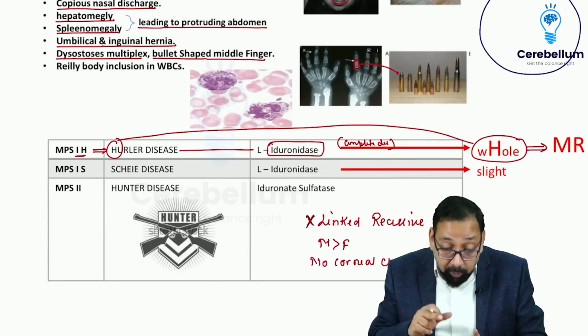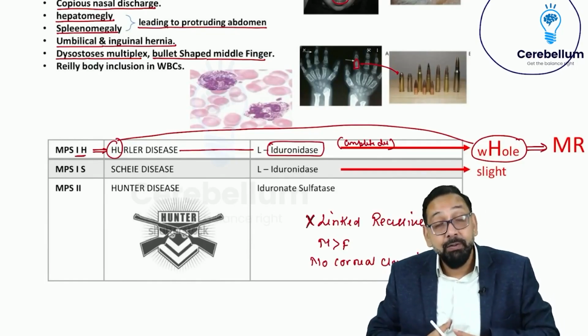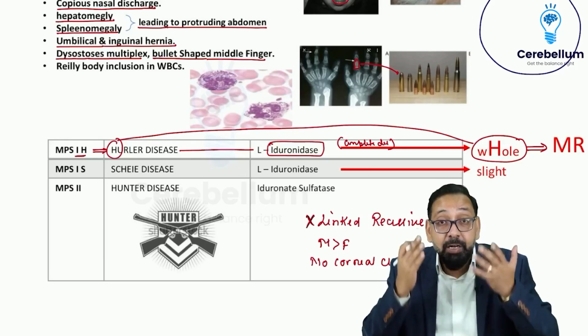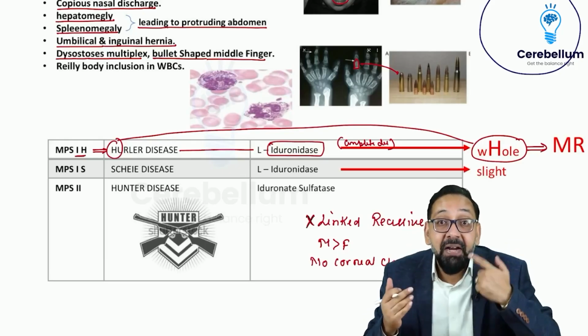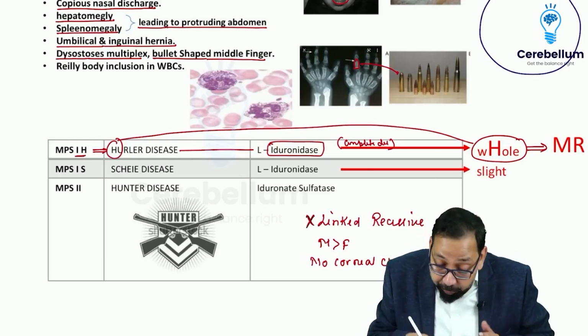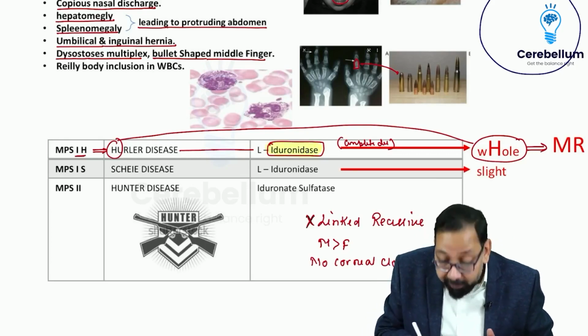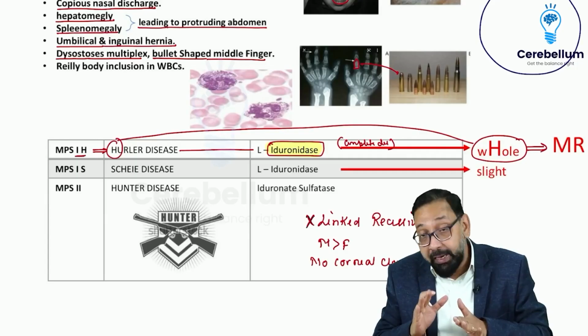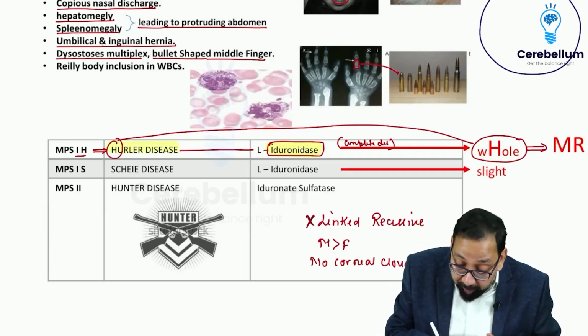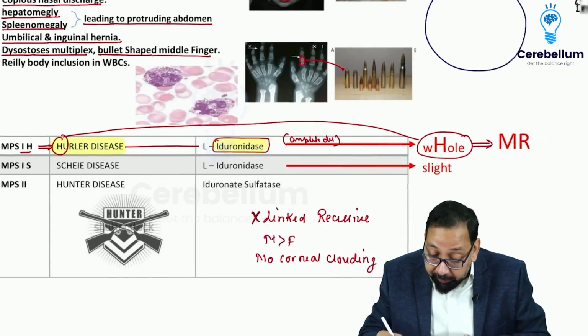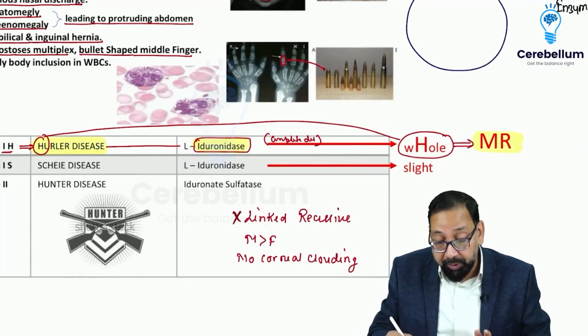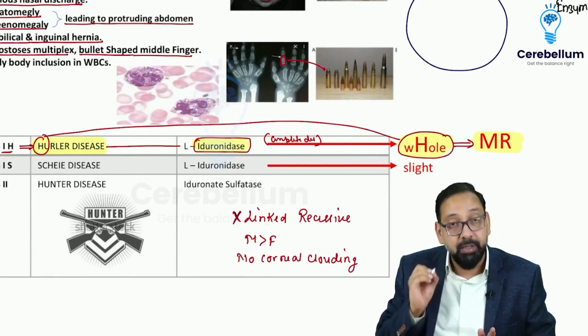Other symptoms like hepatosplenomegaly, they will give frontal bossing, depressed nasal bridge, and there is mental retardation, and iduronidase is deficient. Whenever they give iduronidase enzyme deficiency, immediately you may think of Hurler disease, and they gave mental retardation is also there, complete deficiency, Hurler disease.